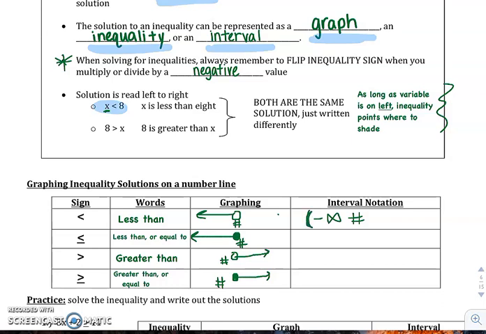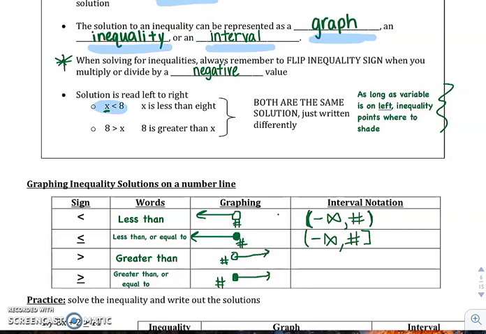Infinities you can never reach or approach, so they'll always have a parenthesis, and if we're not including the number, it's also going to be a parenthesis. So open dots go with parentheses, whereas for the next one, less than or equal to, still coming from negative infinity, at that solution we're including it. So we're going to use a bracket, like a square parenthesis almost. A bracket represents that we're including the value.